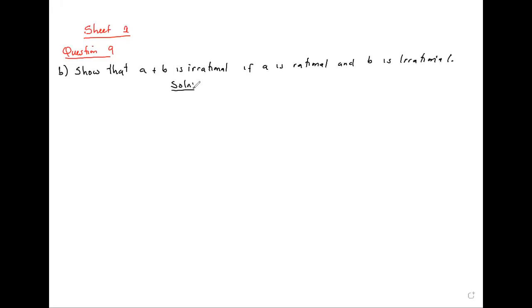So say let A plus B be equal to P over Q, with Q not equal to 0, P and Q are integers, and P and Q are coprime. So they do not have common factors.